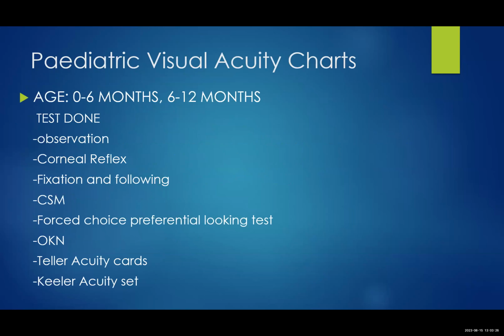Pediatric visual acuity charts are framed according to age. For 0 to 6 months and 6 to 12 months of age, these tests should be done. Observation: observe the child for head tilt, face turn, or squinting. Corneal reflex using a torchlight. Fixation and following. Forced choice preferential looking test. Optokinetic test. Teller acuity and Keeler acuity test.